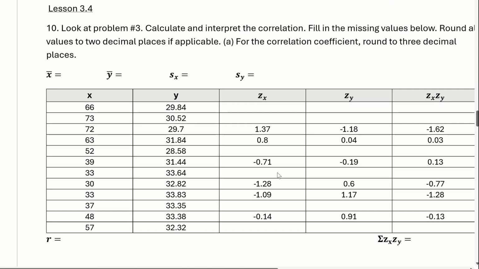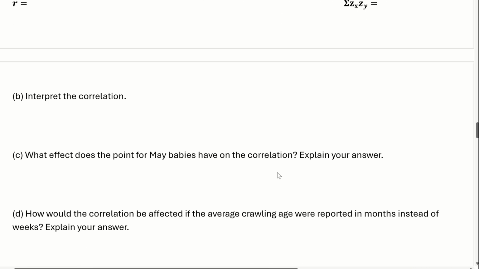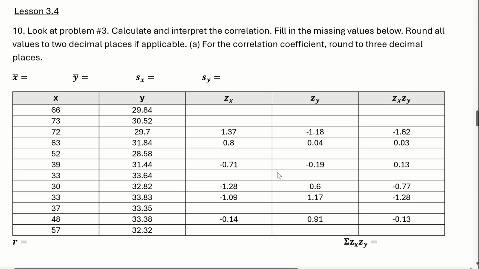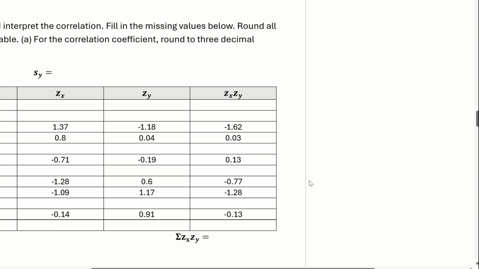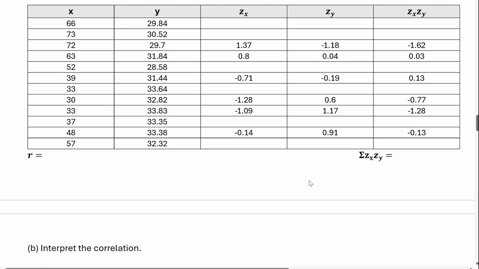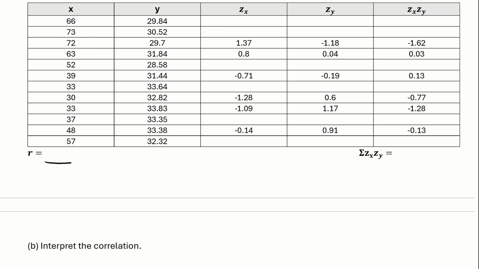All right, so okay, this is probably the part that a lot of students are going to struggle with, which is the calculation. So you're going to be given the formulas on the formula sheet. So the formula for R, which I can write over here, is the sum of zx, zy divided by n minus 1. That's how you calculate R.